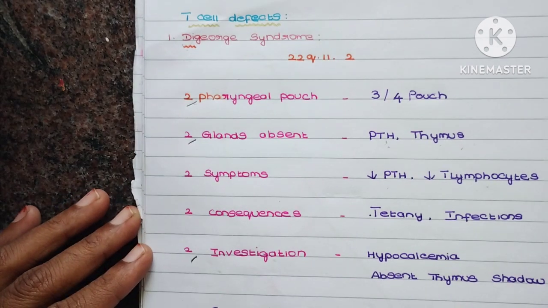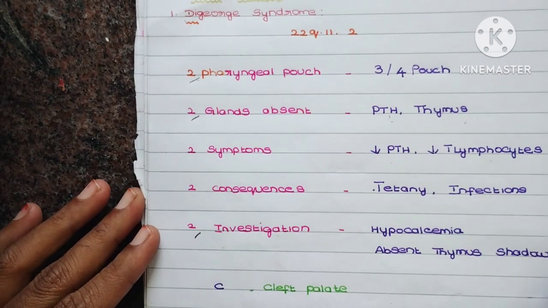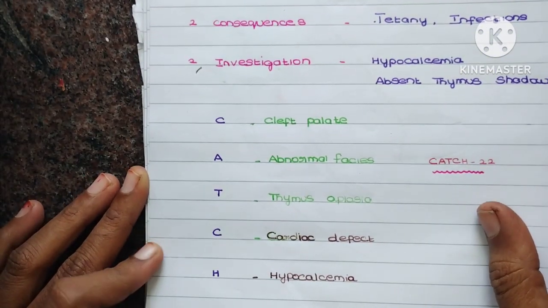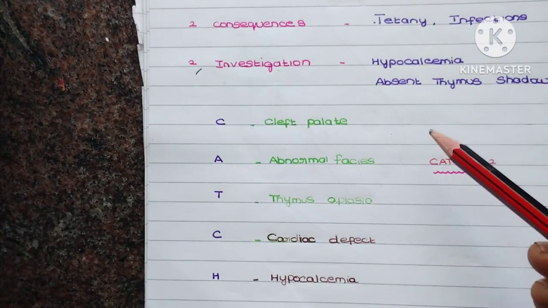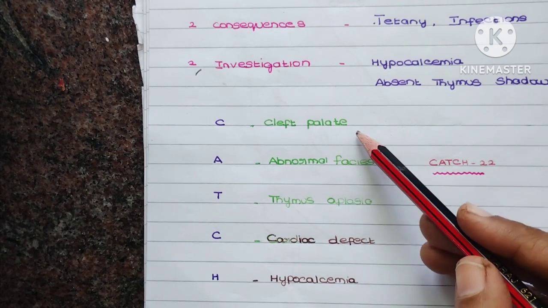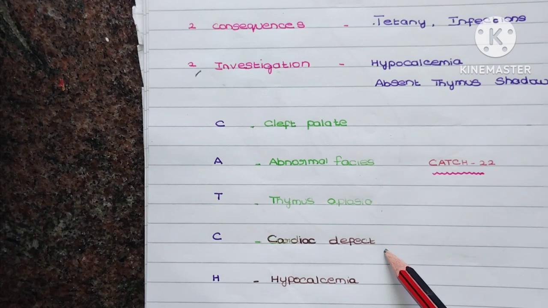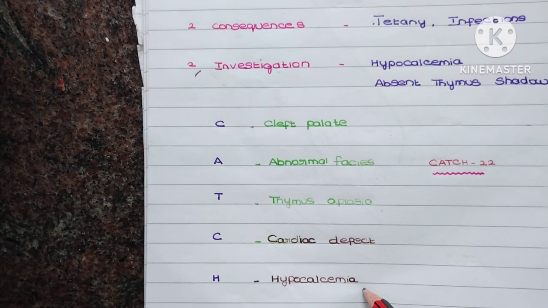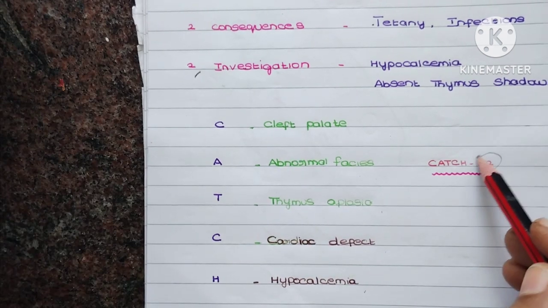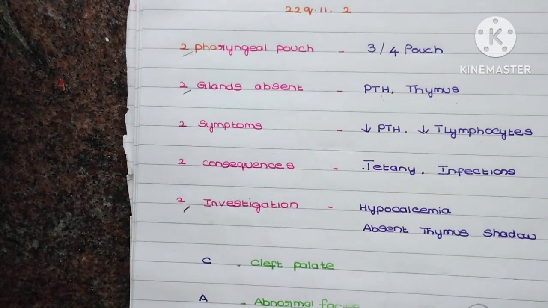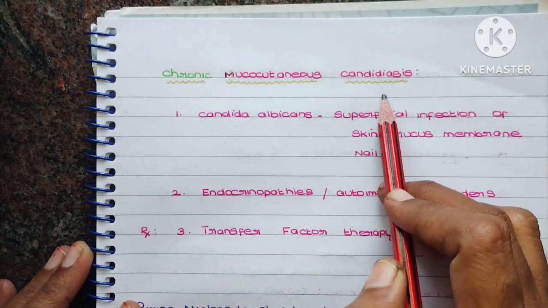So let's remember 2. Next, there's another mnemonic also, that is CATCH-22. This also you can remember. It is overall cleft palate, abnormal faces, thymus aplasia, cardiac defect, and hypocalcemia. So CATCH-22 is the chromosome defect. If they ask DiGeorge syndrome, just remember the number 2, that's it, enough. Everything will be 2.